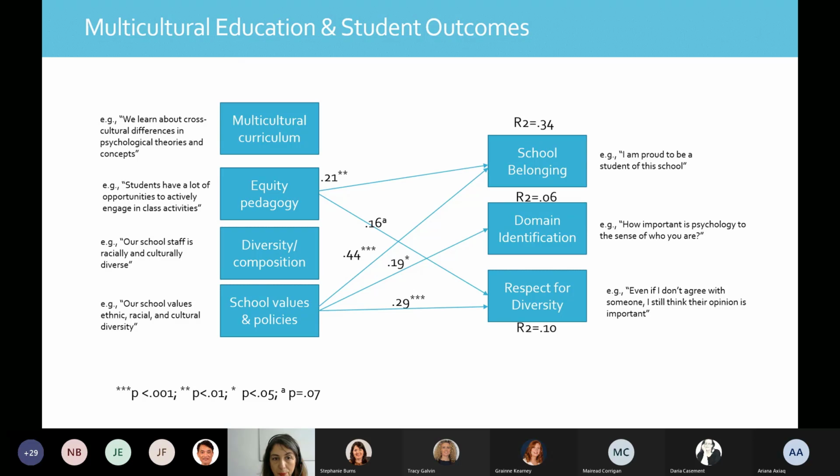What you see here, first, the 4 dimensions of multiculturalism scale, and looking at the school belonging, we see that when students perceive that they have a lot of opportunities to actively engage in classrooms and that their schools value cultural diversity, they reported higher school belonging. School values also had a positive effect on domain identification. And finally, for respect for diversity, it was similar. Equity pedagogy and school values and policies had significant positive effects on respect for diversity.